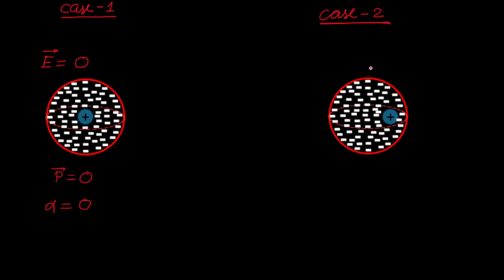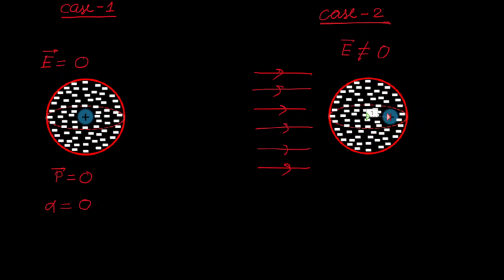But when we apply the external electric field, what is going to happen? Now we are going to turn on the external electric field, so in this case E is not equal to 0. Let me draw it this way: we turn on this electric field in the left to right direction. As soon as we turn on this external electric field, what will happen in the atom? We can understand that through this animation.